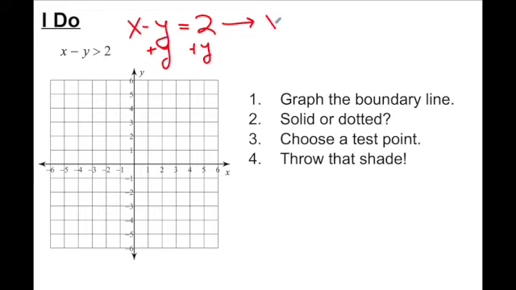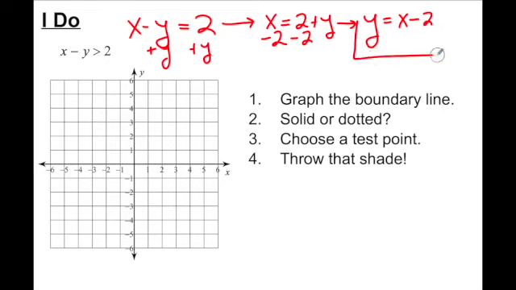And there's many ways you can do this. X equals 2 plus y, and then I'm going to subtract 2 because when you get to slope-intercept form, you want y alone. So y equals x minus 2. Okay, notice how I'm not messing with the inequality. I'm leaving it alone. I'm just messing with the boundary line equation. So this is the graph I need, and I go -2, and I'm going up 1 over 1.